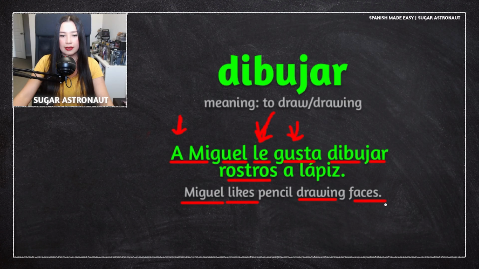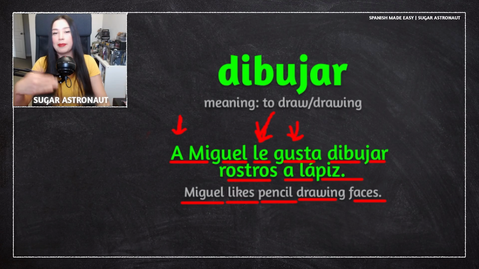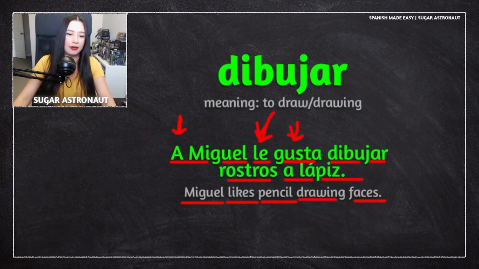Rostros means faces, okay? Caras also is another common term to refer to faces. Cara, face. Rostro, face. Both mean the same thing. When you say a lápiz, that means the technique, pencil, okay? Or what tool the person is using to draw faces with. So lápiz means pencil. When you say a lápiz, that means just the technique, pencil drawing. Dibujar a lápiz, pencil drawing.